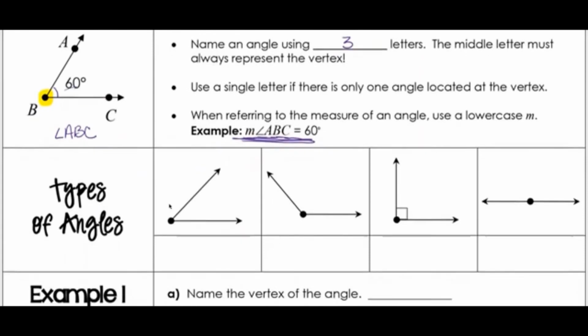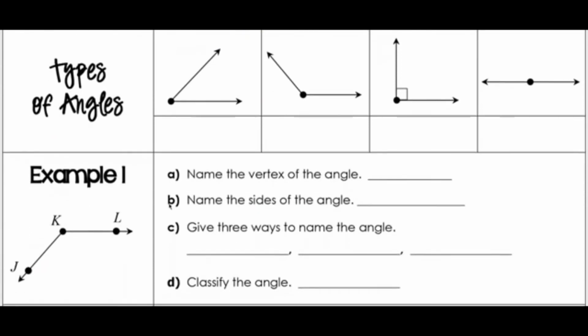So now let's look at the types of angles. You have 4 types of angles. You have an acute angle, that means it's less than 90 degrees. You have an obtuse angle, and that means it's greater than 90 degrees.